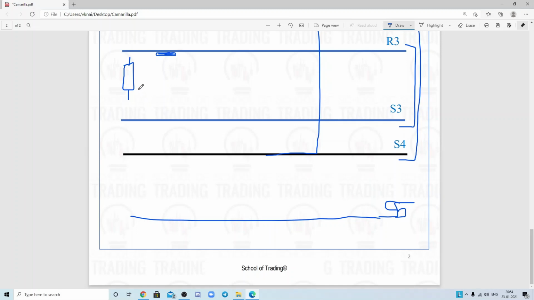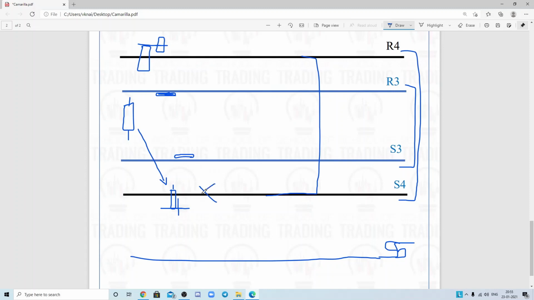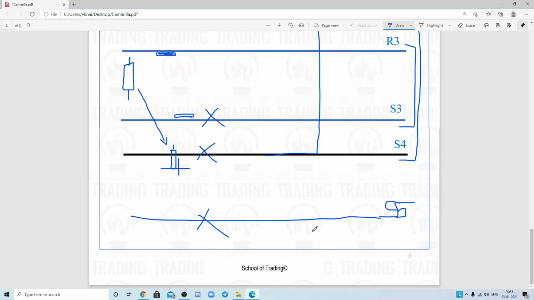Now if the candle is coming down, you will wait till there is a strong close below S4. Until and unless you find a strong close below S4, you will not enter into trade. Once you see S4 is crossed, S4 is breached, and when you see that the next candle is crossing this candle low, you will immediately enter into trade. Where will be your stop loss? Your stop loss will be just above S3. So now with this strategy, you have an entry point, you have a stop loss point, and you have a target. So this is how you take trade according to the Camarilla strategy.